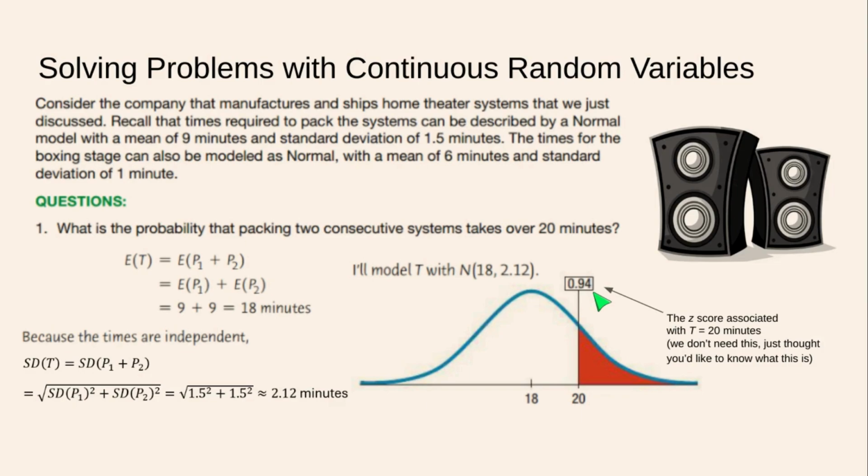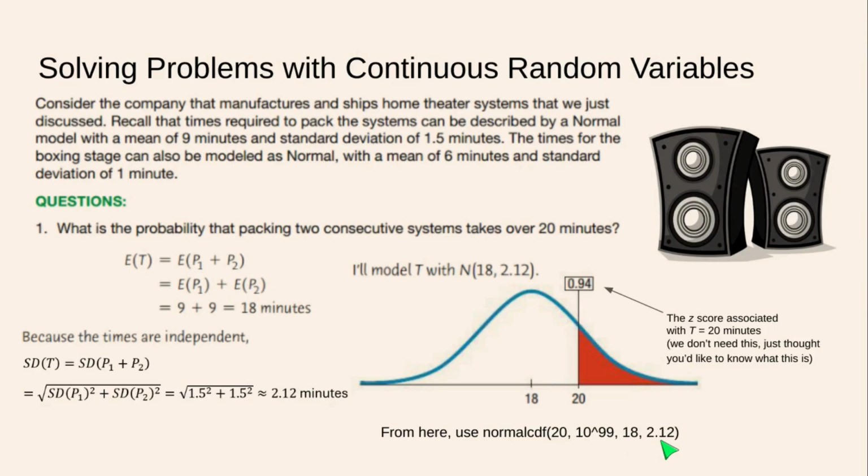So we have enough information to use normal CDF. So for here, we use normal CDF, and here are our inputs. We want to see what are the odds of being above 20. So 20 is our lower bound. Our upper bound is non-existent, so we just use an arbitrarily high number. 10 to the 99 will work just fine. The mean is 18, standard deviation is 2.12.